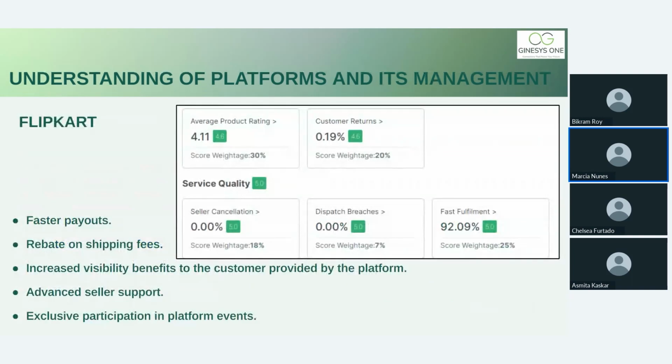Product quality rating, management of seller controllable returns, keeping seller cancellations below 0.5%, and shipment of all the orders in time improve the service quality. Every step crossed and every benchmark met helps the seller to improve its tier on the platform, which helps in sales and also in attaining benefits from the platform in terms of faster payouts, rebate on shipping fees, increased visibility, benefits to the customer provided by the platform, advanced seller support, and exclusive participation in platform events.